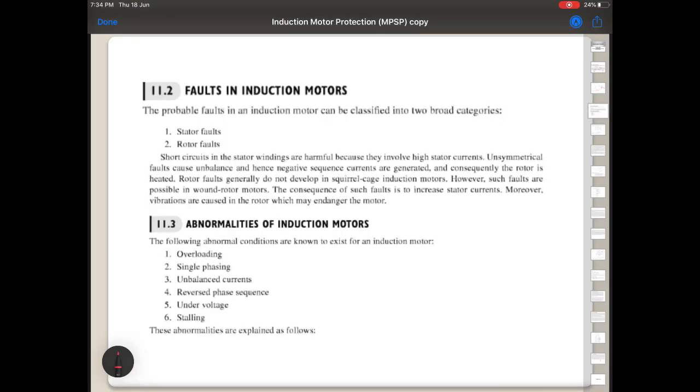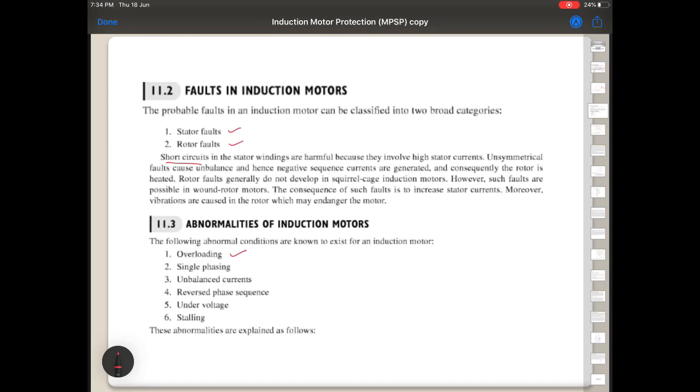Now let us see the faults in induction motor. There are stator faults and rotor faults. Mainly these are short circuits. Short circuit may happen in stator as well as rotor, and there are some abnormalities of an induction motor. We'll see them one by one.